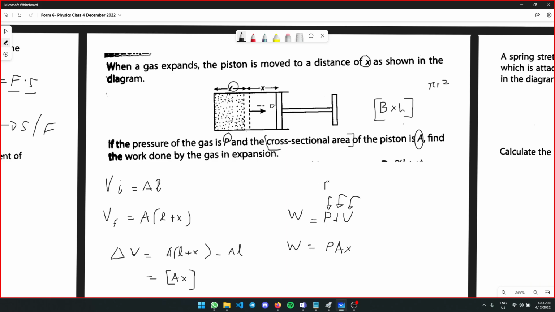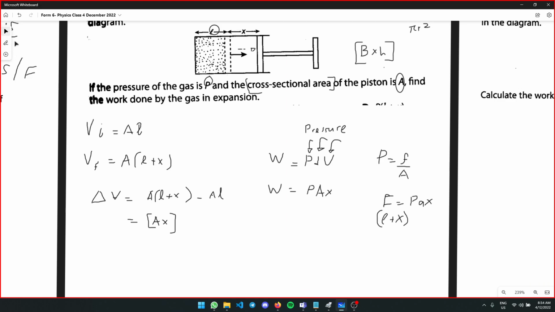Okay, let me just write this down. Pressure. Can I do it like this? P equals F over A. And F equals PA, and then just times (L plus X). Is it correct? At the end of the day, if you get this thing, PAX, then you're good.